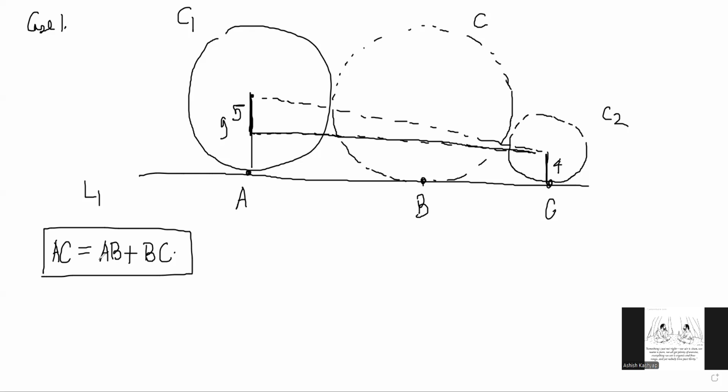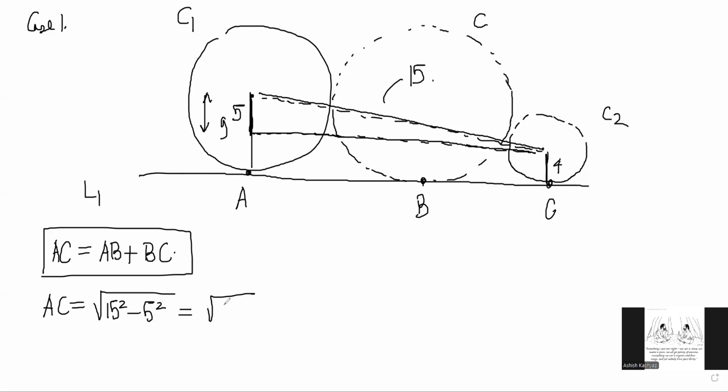This is an obvious statement. Now, what is AC? So the centers of the circle have distance of 15. The question had said that the center of C1 and C2 are 15 units apart. So this hypotenuse is 15 and this much is 5. So we can easily find AC here. And AC comes out to be root over 15 square minus 5 square by Pythagoras. So this is 225 minus 25, so root 200, right?